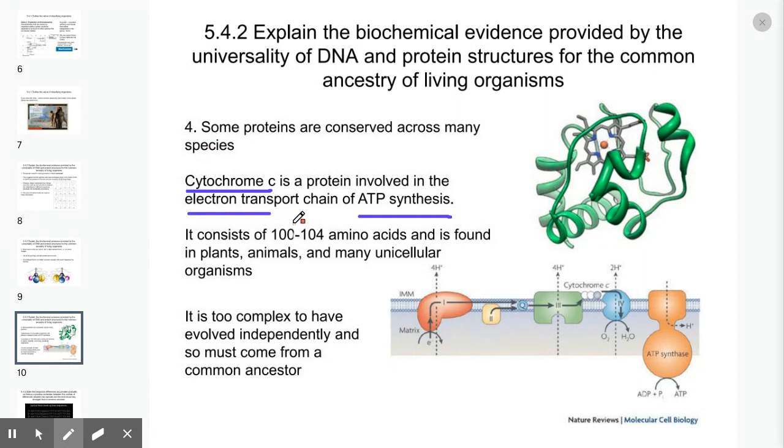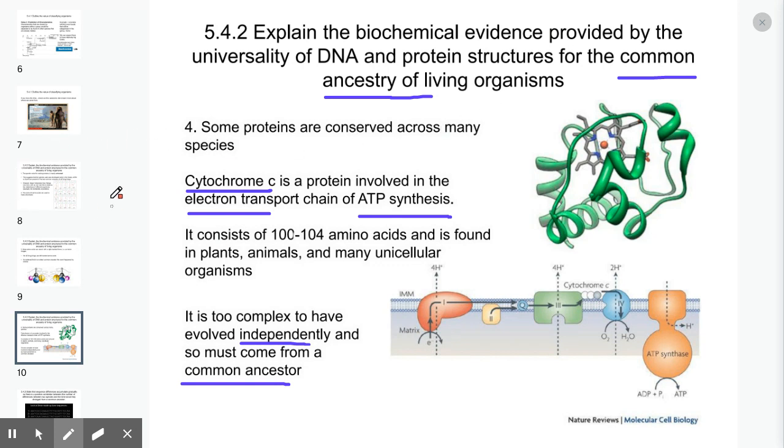And because this protein is used for the same thing, we think that it didn't just evolve independently and by random chance, that it all looks more or less the same and does the same thing, but rather it came from a common ancestor a long time ago. So those are the four pieces of biochemical evidence that make us believe that we can use them to identify that we all evolved from a common ancestor.